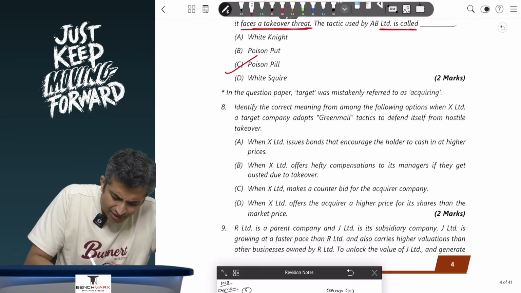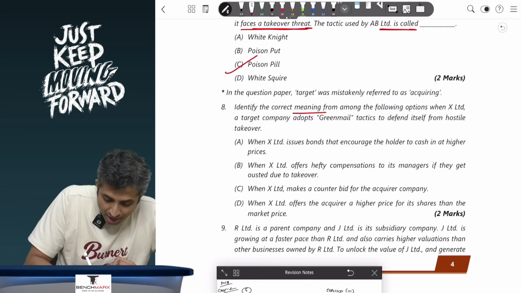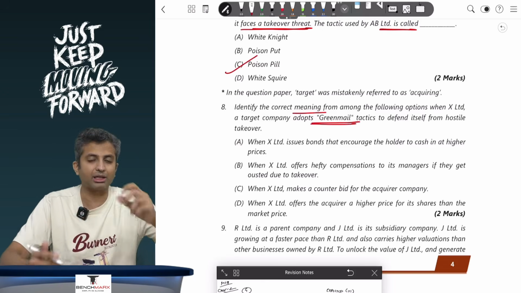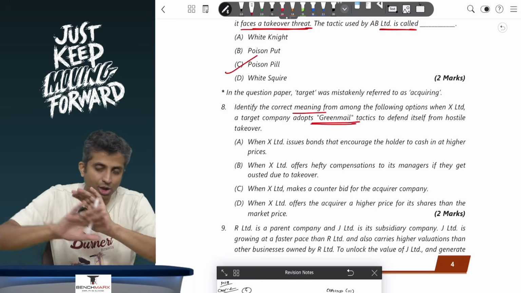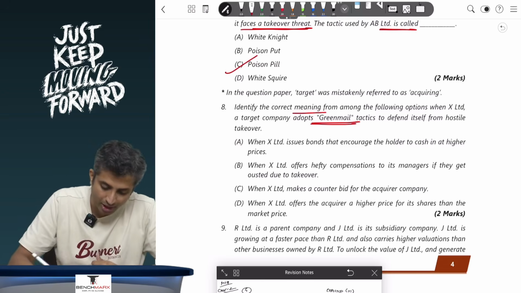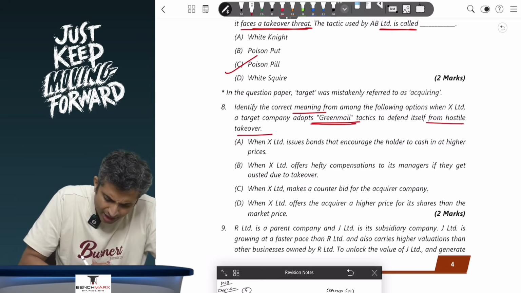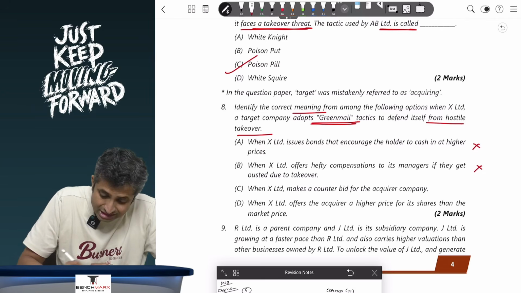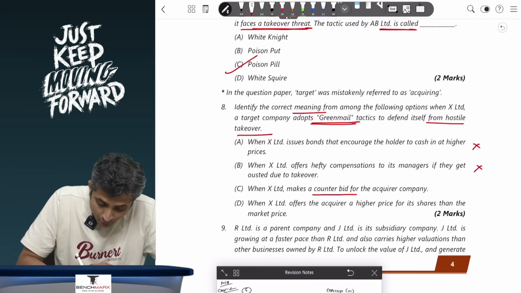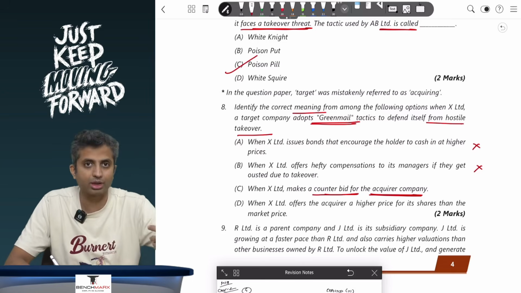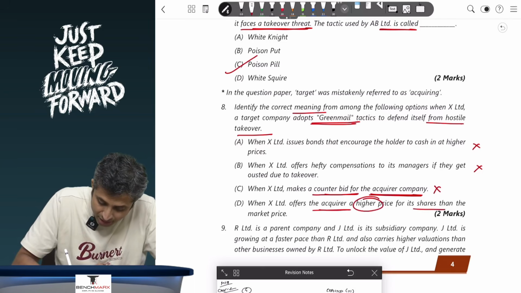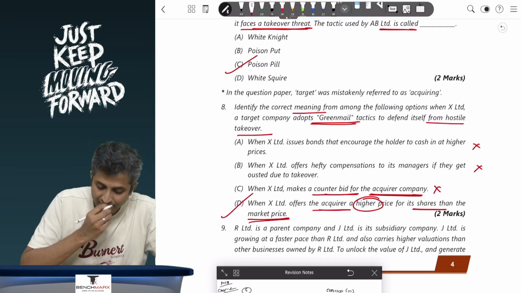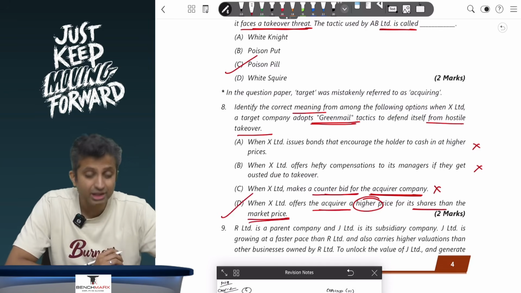Okay, then you have to identify the correct meaning regarding what do you mean by greenmail tactics. Greenmail would mean when an acquirer comes to acquire you, you counter offer at a higher price so that the acquirer goes away, like you are reverse acquiring. When X issues bonds that encourage holders to cash in at a higher price, no. When X offers hefty compensation to its managers, this is called golden parachutes, no. When X makes a counter bid for the acquiring company, merely making a bid is not greenmail. Making a bid at a higher price, where X offers the acquirer a higher price for its shares than the market price, that is called greenmail.